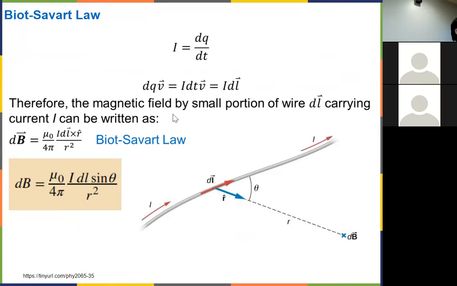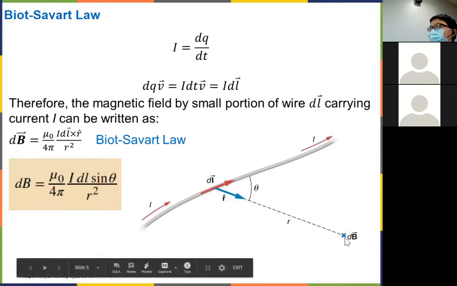Anyway, you'll be starting with the equation in the previous slides and taking the differential of B equals mu naught over 4 pi times q v cross r hat over r squared. So you'll have dq, and dq is equal to I times dt, because the current is defined as dq over dt. You replace dq with that, and it becomes this. Then integrating through the whole wire will give you the overall magnetic field produced by that wire at a particular point of interest.